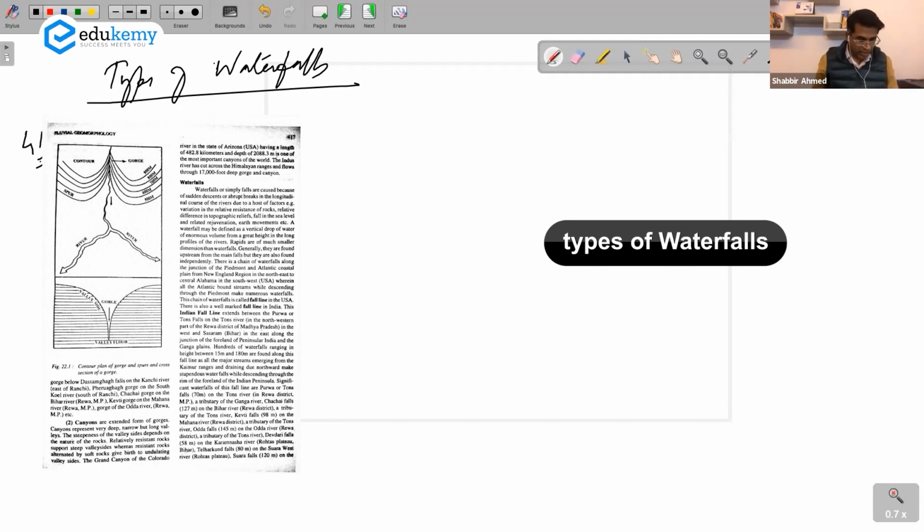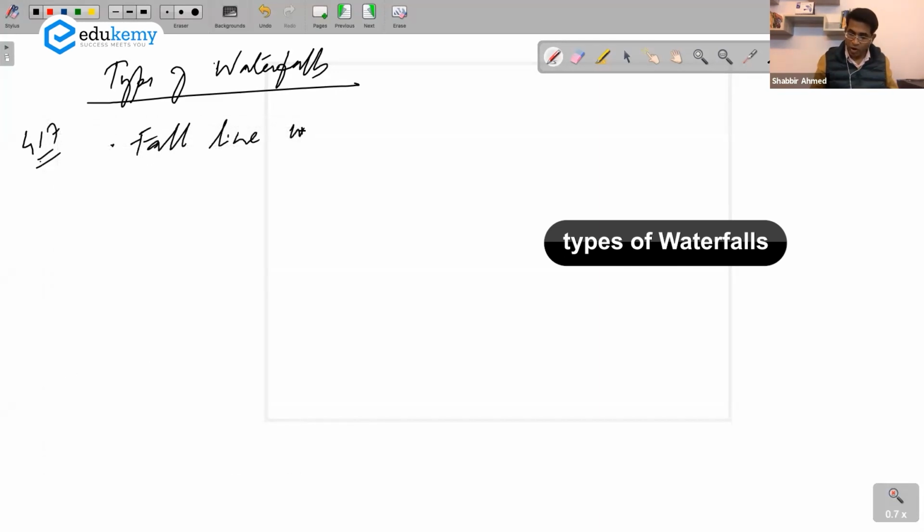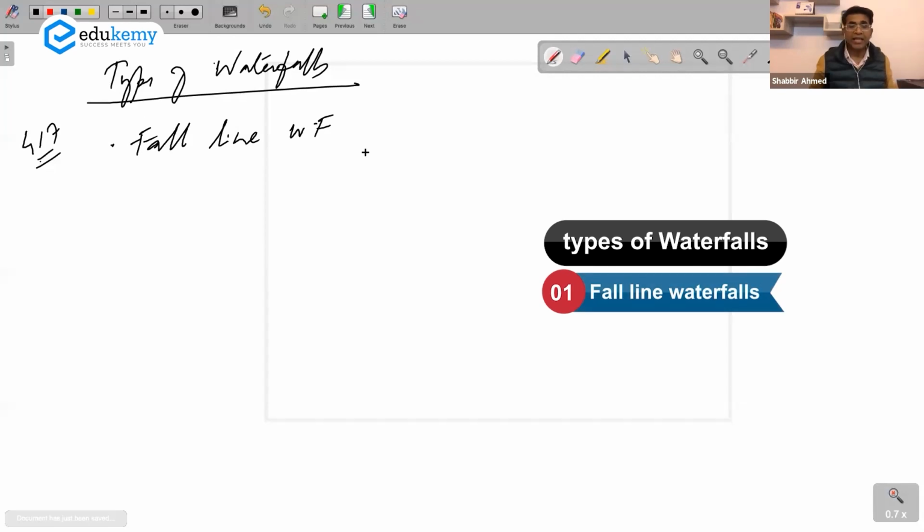So one is the fall line waterfalls. These are at the edge of the faults, a natural fault. Imagine this is a fault. The river comes and falls here. They're called fall line waterfalls. Edge of the fault, the waterfall.